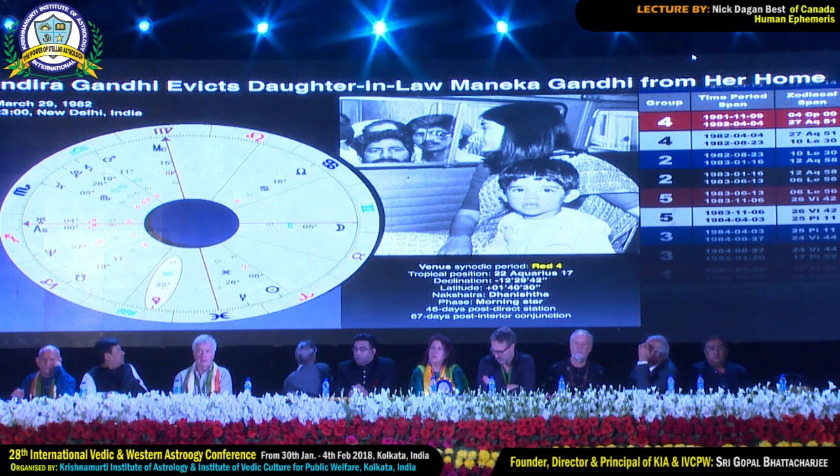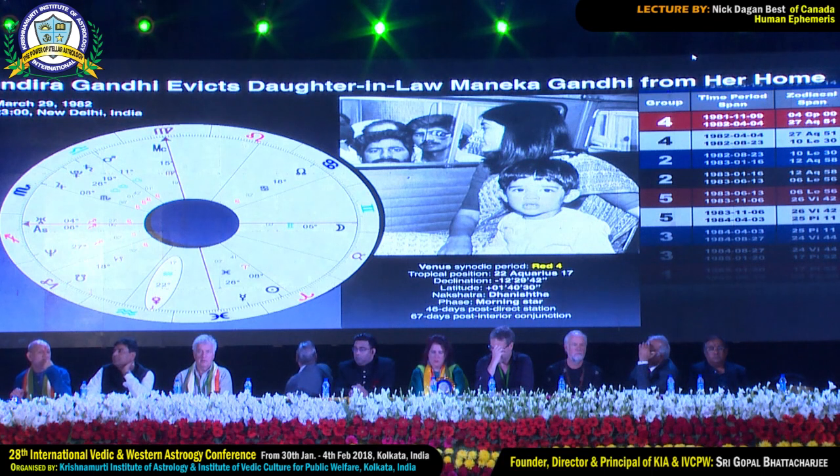And in fact, Maneka Anand was born during a Red 3 Venus retrograde, as was Indira's other female nemesis, her aunt, Nan Pandit. So there's also a Red 3 pattern running here.